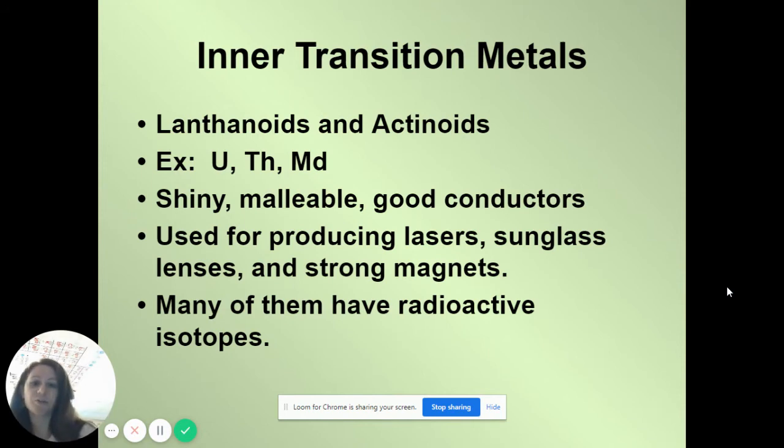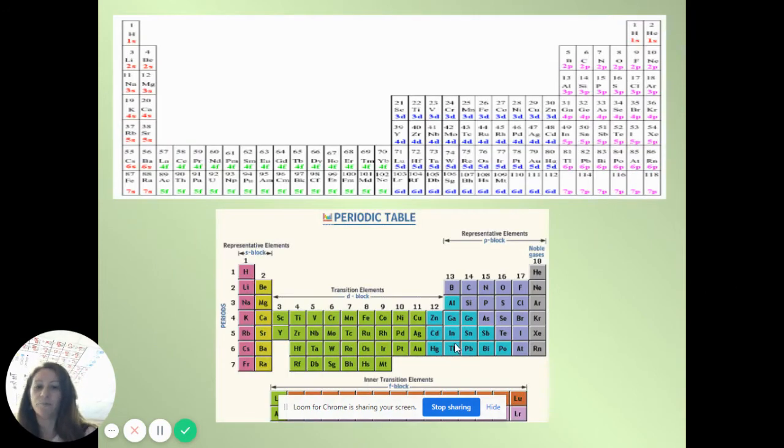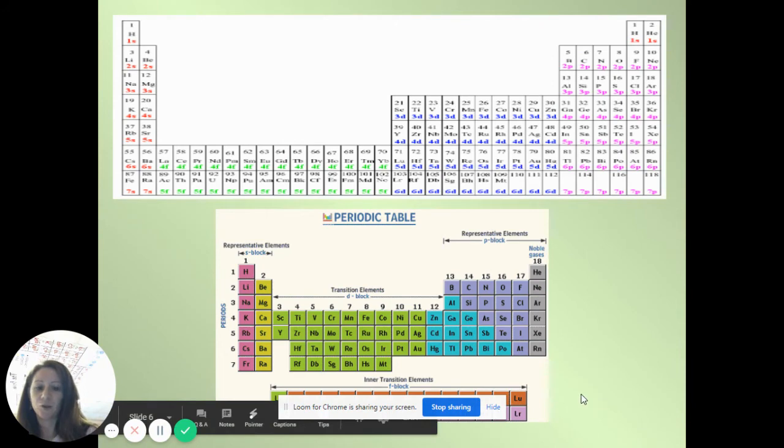Now, the reason why we call them inner transition metals is because they're kind of like inside of the periodic table. So the normal periodic table that we see usually has group 1, group 2, the green, those are the transition metals. The inner transition metals are these two right here. And in reality, they do not belong there. They actually belong right here.